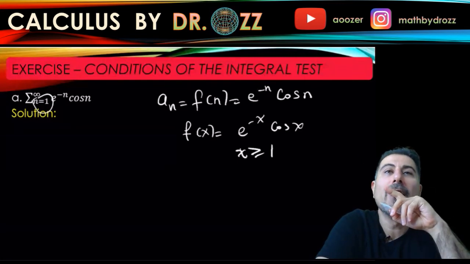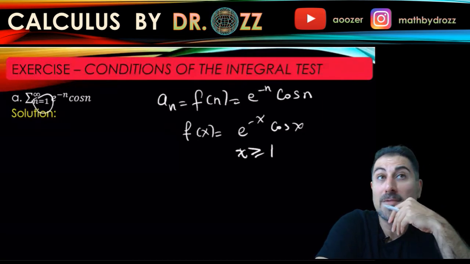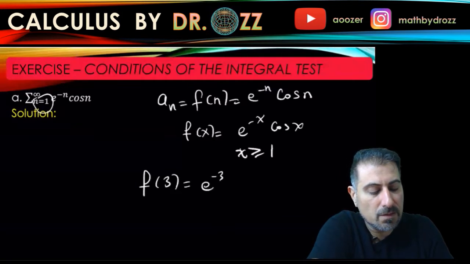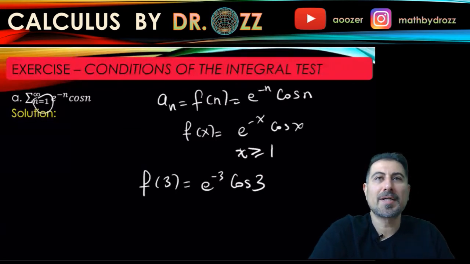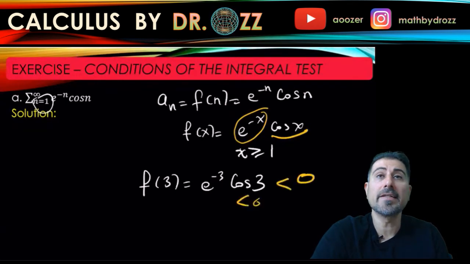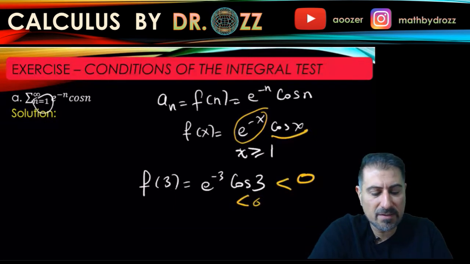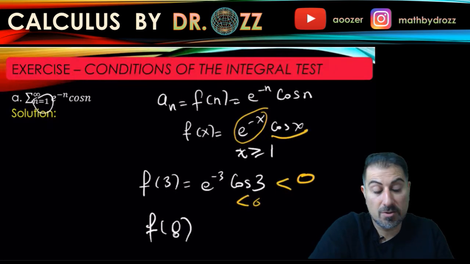So that makes you think that f may not be positive, and in fact, if you look at f of 3, e to the minus 3 cosine 3, this is negative. The problem here is not the exponential part of this product, it's the cosine, right? Cosine 3 is negative, so this makes this function negative. And you can also check cosine 8, so you can look at f of 8. It's just negative.